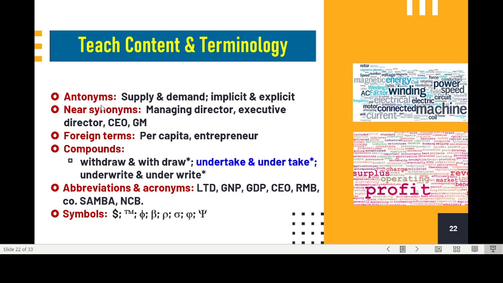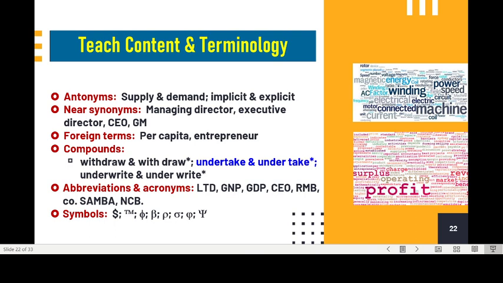Okay, same thing, we have to teach antonyms like supply and demand, benefit and loss, implicit, explicit. There are also near synonyms like managing director, executive director, CEO, GM. There are also foreign terms used, per capita, entrepreneur. Entrepreneur, this is a French word.